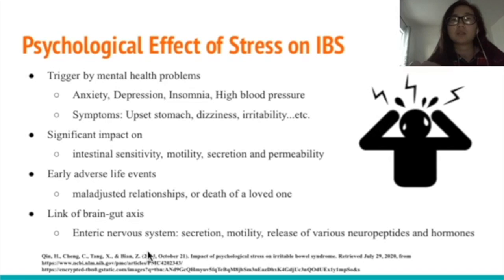So the brain of the nervous system will communicate with the gut system, also called the enteric nervous system. In this case, the enteric nervous system will play a crucial role in the regulation of gut physiology, such as secretion and motility, along with the release of various neuropeptides and hormones.